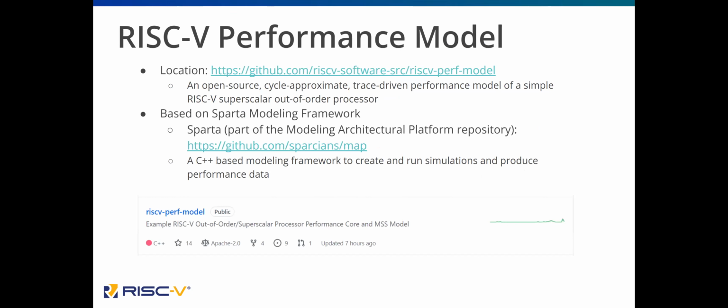This is what we have currently. We have a GitHub repo in the RISC-V software space called RISC-V Performance Model. It is an open source cycle approximate trace-driven performance model, and the processor that we have modeled is a simple superscalar out-of-order processor. We will talk about that in a couple of slides. It is sort of a made-up architecture, but typical of what you would expect out of a superscalar processor.